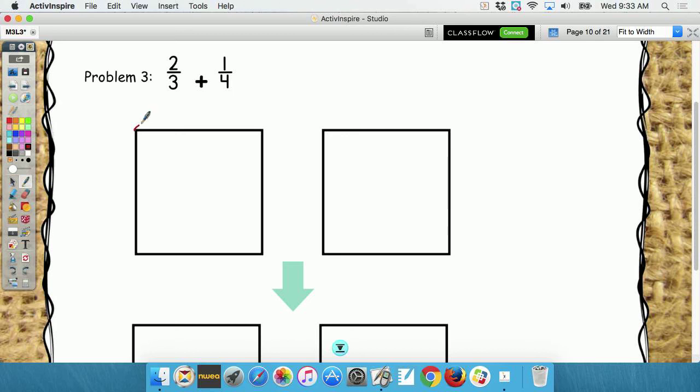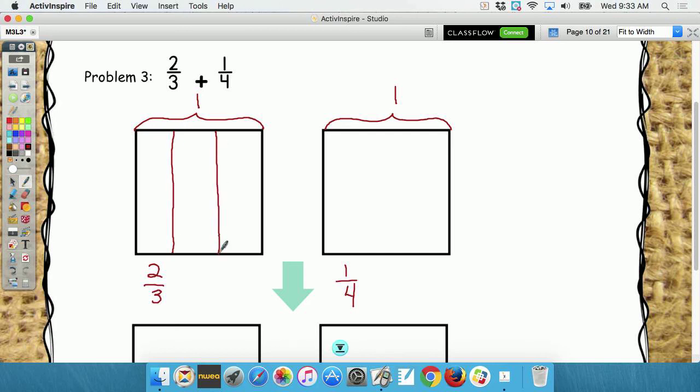So first thing you do, label your area models or your fractional models, okay? Write what you're adding at the bottom, and then start dividing. Pick your head up. So the first one I divide into how many equal pieces? 3. And how many will I shade this time? 2.